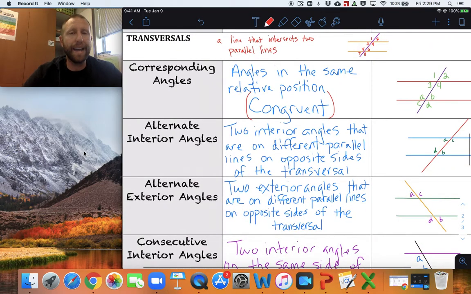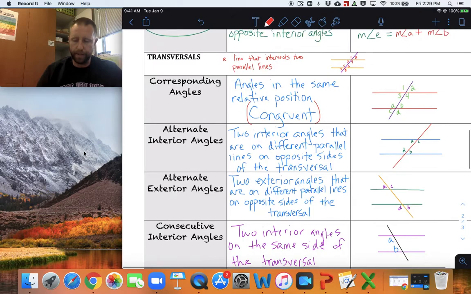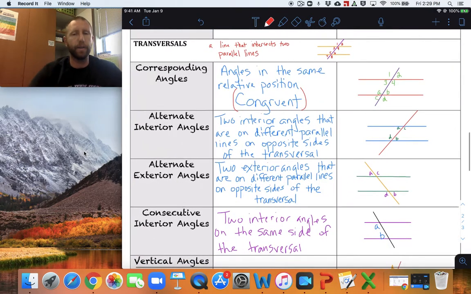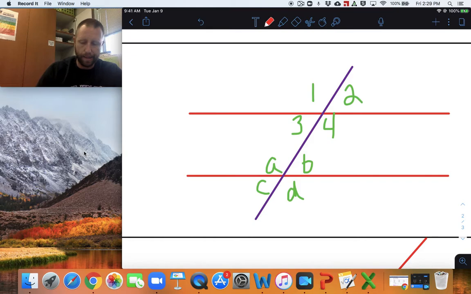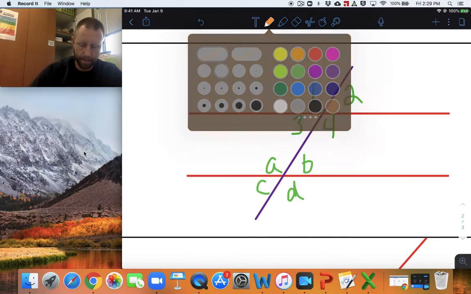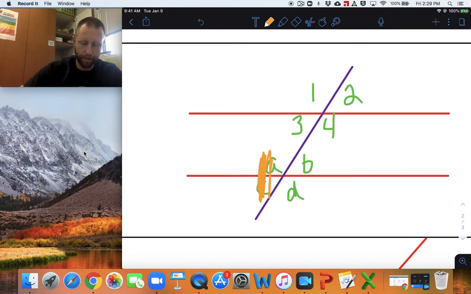For my corresponding angles, I'll zoom out so we can see this a little bit better. My corresponding angles are angles that are in the same relative position. Okay, and then in parentheses I have that they are congruent. Remember, congruent means the same as or equal to. So when I zoom in on my example here, the corresponding angles are in the same position. So what do I mean by that? Well, let's cover up this bottom half real quick, let's orange it out so we can't even see it.